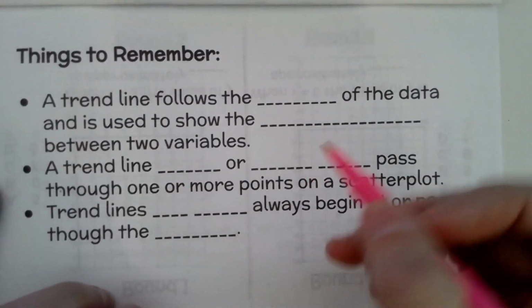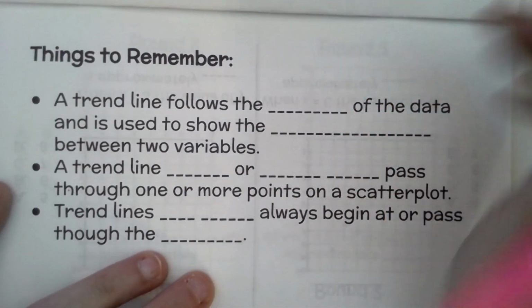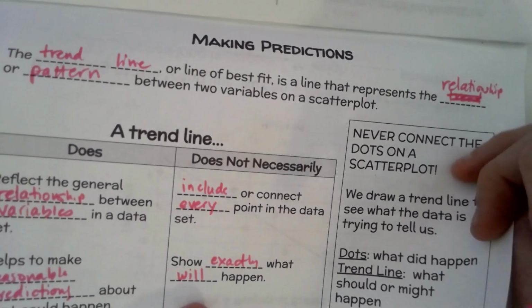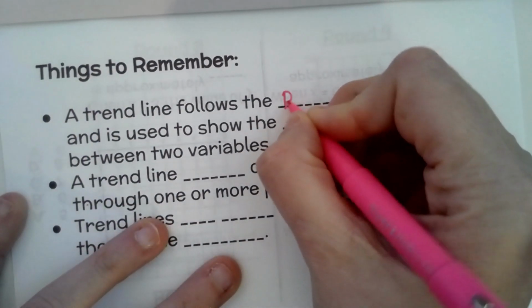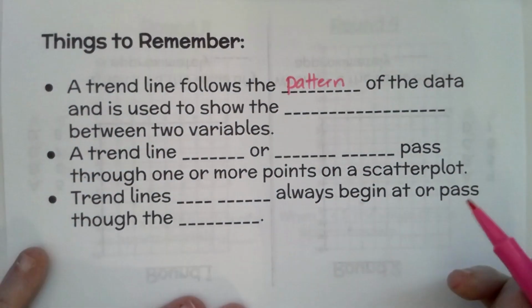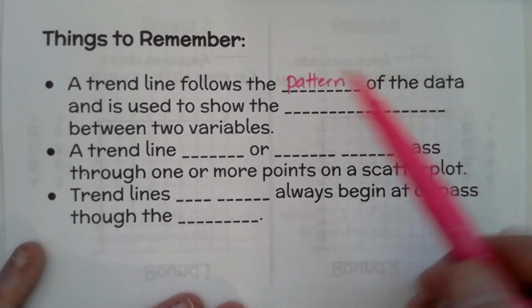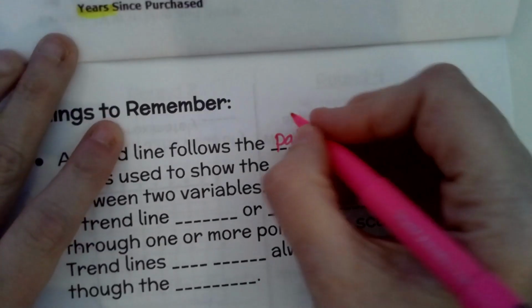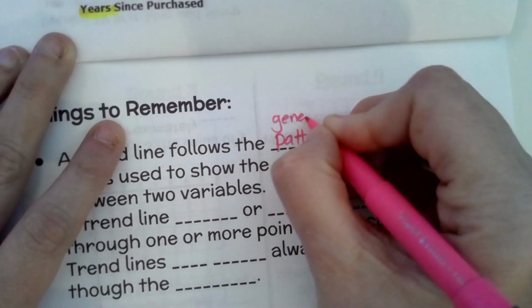All right. So here's what we need to remember. A trend line is going to follow the... I hate saying trend. What's a better word than trend? I'd kind of rather say it follows the pattern of the data. I like pattern better, because trend doesn't make as much sense, but pattern does. It follows the pattern of the general data. And let's just say the general pattern.